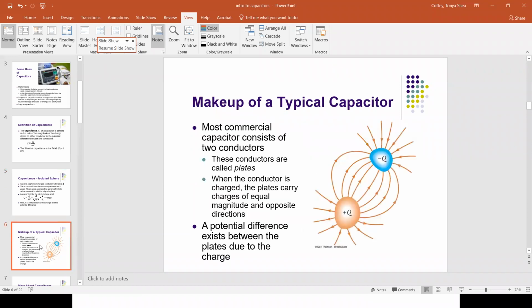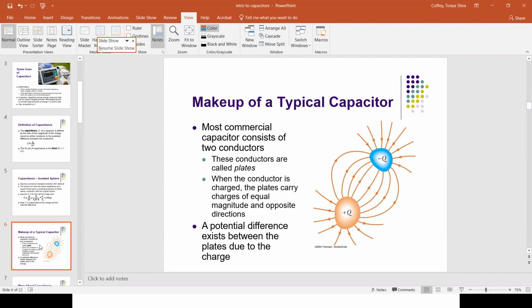Now, that's for an isolated sphere, and it's true that there can be different capacitances for either a single object or more than 2 objects. But the typical kind of capacitor that you'll find in a circuit, most commercial capacitors, in other words, consist of 2 conductors. And we call those conductors plates.